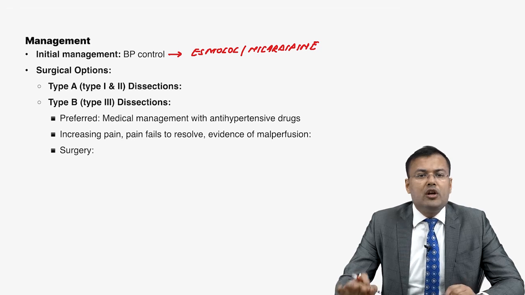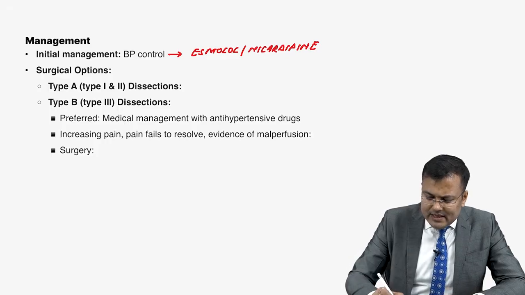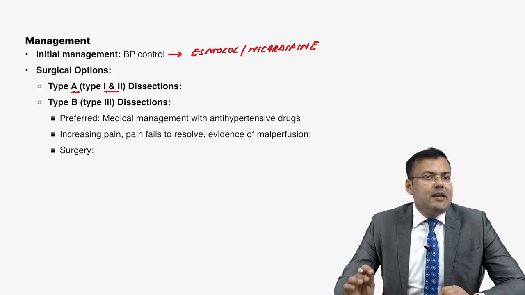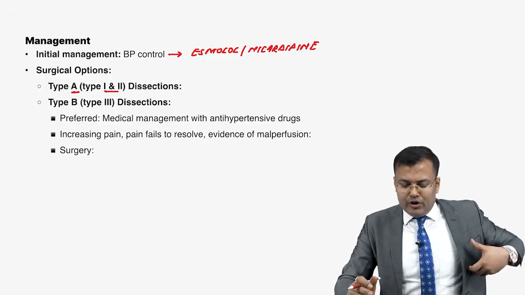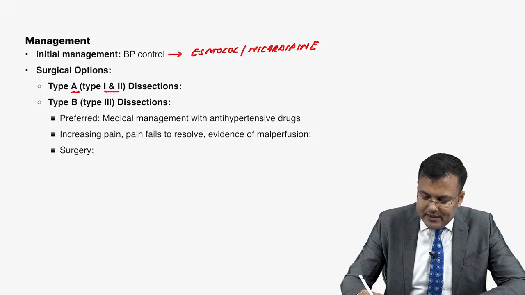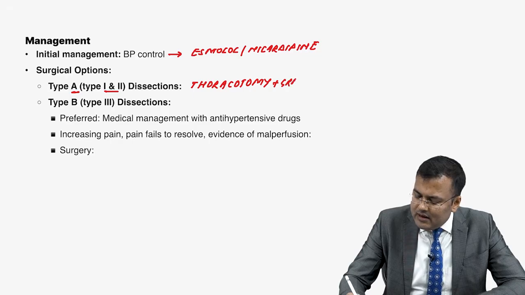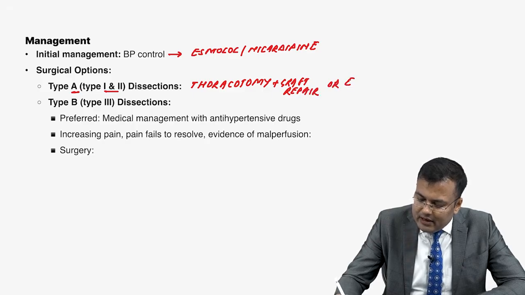Next, what are the surgical options? Now see, Stanford type A. We discussed that Stanford type A includes DeBakey type 1 and type 2. Here, mainly we go for surgical treatment. So we go for thoracotomy plus graft repair, or we can go for EVAR, endovascular repair. The main treatment is thoracotomy.